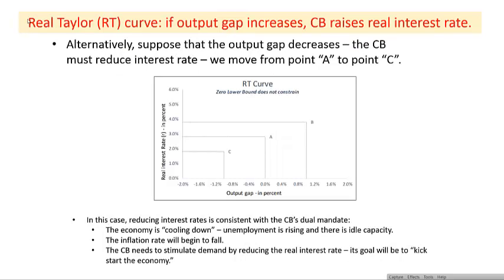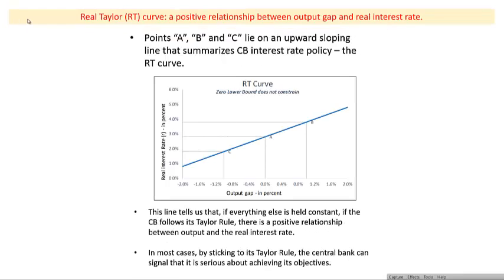Alternatively, suppose that the output gap decreases. The central bank must, in this case, reduce interest rates. We move from point A to point C. In this case, reducing interest rates would be consistent with the central bank's dual mandate. The economy is cooling down. Unemployment is rising. There's idle capacity. We want to put people back to work. The inflation rate will begin to fall also. The central bank needs to stimulate demand by reducing the real interest rate. Its goal will be to kickstart the economy. So we move from point A to point C.